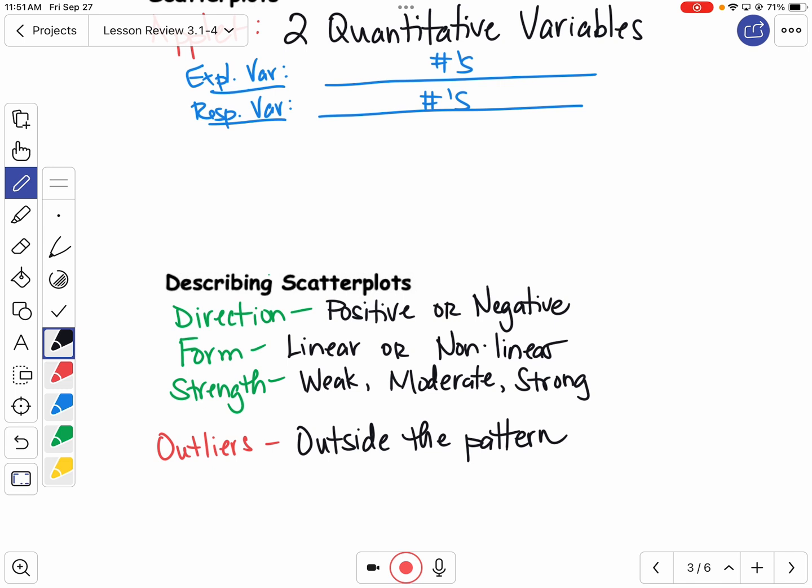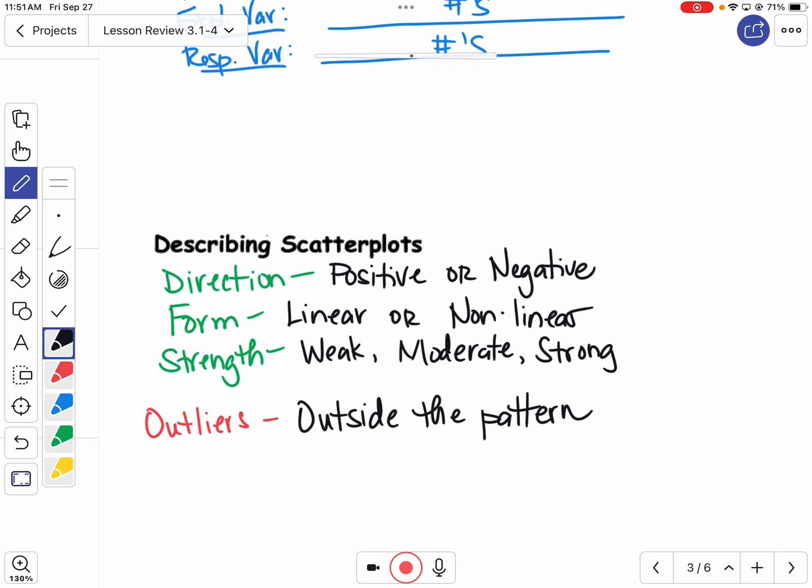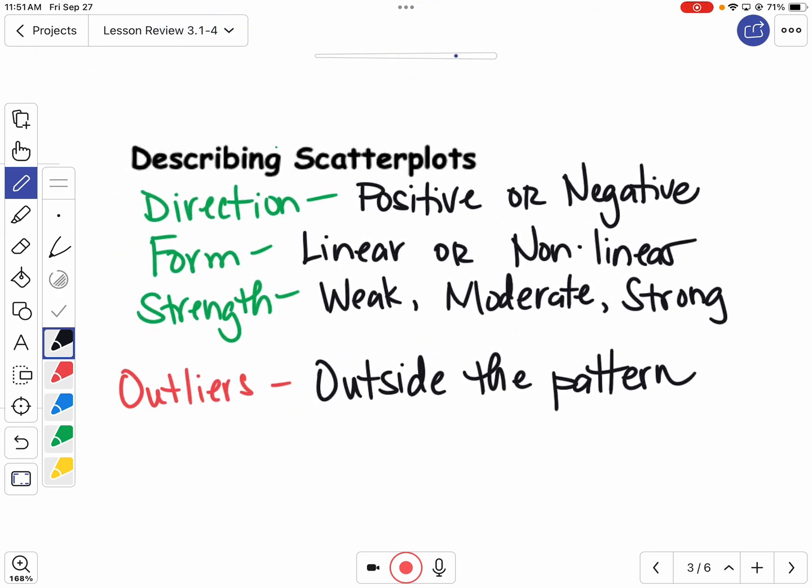So if it asks you to describe, those are the things that they're looking for. Right? The direction, the form, the strength, and then do you have outliers? Okay, so those are the things we're going to look for.